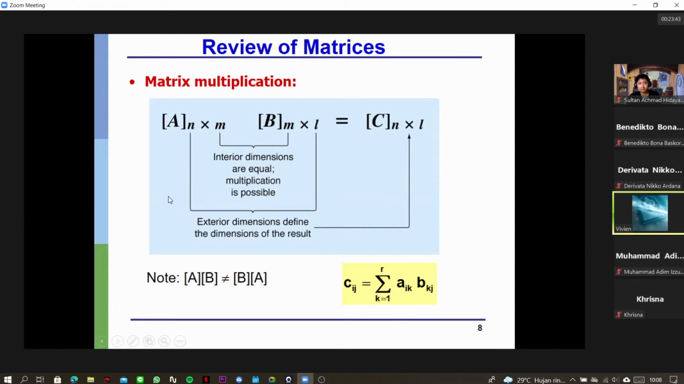Now we have learned about this before. This is just to remind you that if we have a multiplication of matrix A multiplied by matrix B, the result will not be equal if we multiply matrix B with matrix A. And how to perform the matrix multiplication, we will not discuss again because we have learned that before.